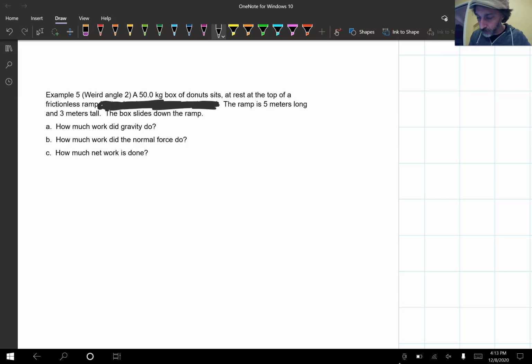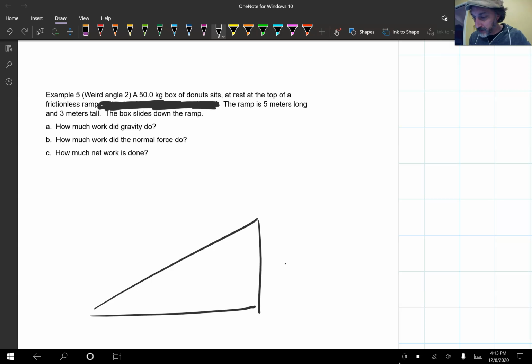Okay, so here we go. Let's make a drawing. So our ramp is going to look like this. It is going to be 3 meters tall. It is going to be 5 meters long. You could, if you wanted to, figure out that this side here is 4 meters, although we're not going to need that for the problem.